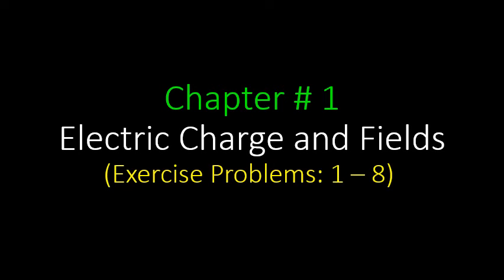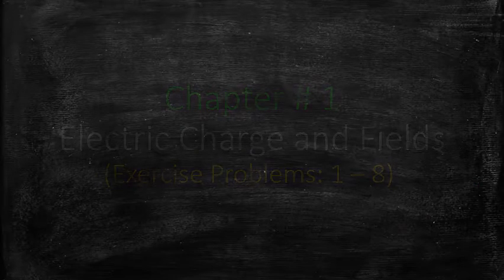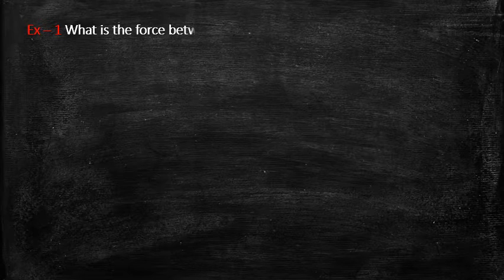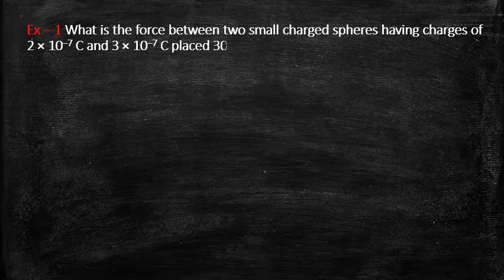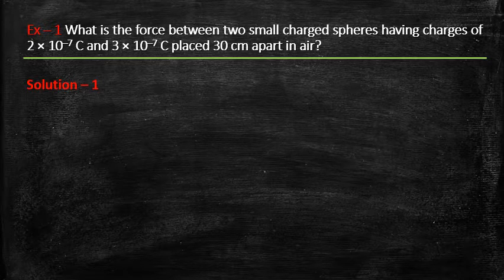Hello students, today we will solve exercise problems of chapter 1, electric charge and electric field. The first one is, what is the force between two small charged spheres having charges of 2 into 10 raised to minus 7 coulomb and 3 into 10 raised to minus 7 coulomb placed 30 centimeter apart in air? How do we solve it?